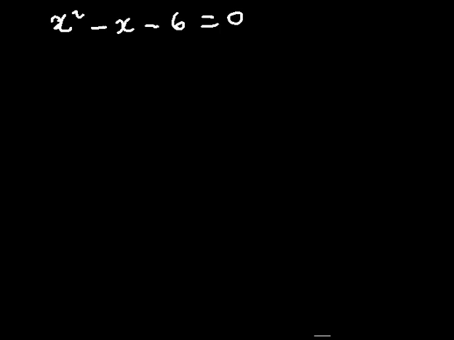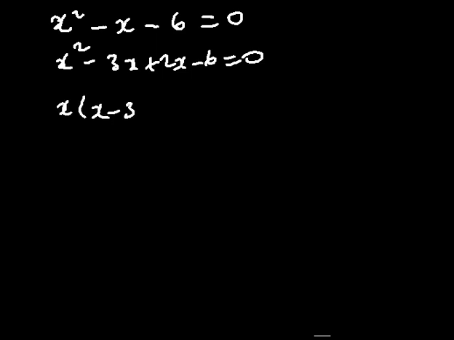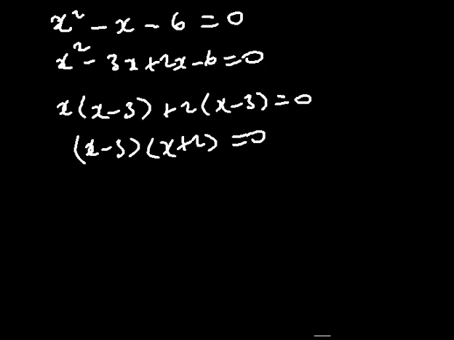So we have it as x squared, and minus 2x should be plus 3x, minus 2x should be minus 3x. Left, minus 3x plus 2x minus 6 is equal to 0. Now in this case we have it as x minus 3 and plus 2 times x minus 3 is equal to 0. So x minus 3 times x plus 2, which is equal to 0.